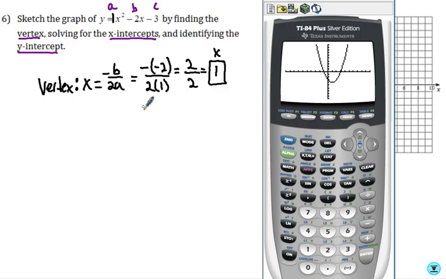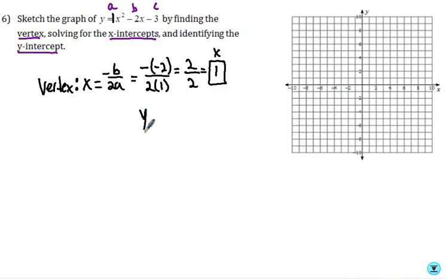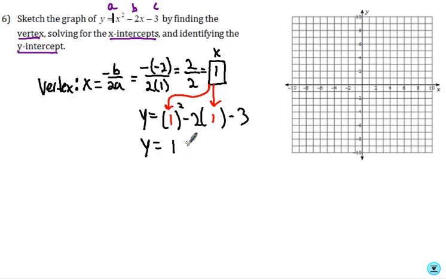What we're going to do is take the equation that they gave us, y equals x squared minus 2 times x minus 3. And then all I'm going to do is substitute that x in. So we know that x is equal to 1, so I'm going to drop that in. 1 squared, 1 times 1 is just 1. Then minus 2, and then we've got minus 3. 1 minus 2 is -1. -1 minus 3 is -4.